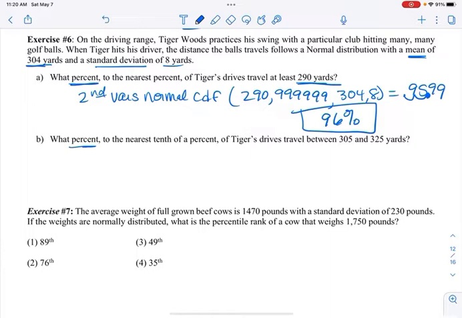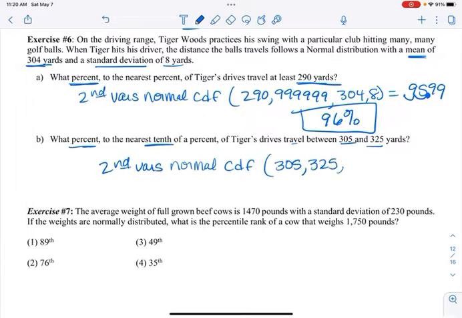What percent, to the nearest tenth this time, of his drives are between 305 and 325? Same thing. You can do this in a calculator. Obviously for multiple choice, or even for part 2s, you just write calculator and you write the numbers that you're putting into the calculator, just like I am. 305 is the lowest number. 325 is the top number. The mean is 304. The standard deviation is 8.